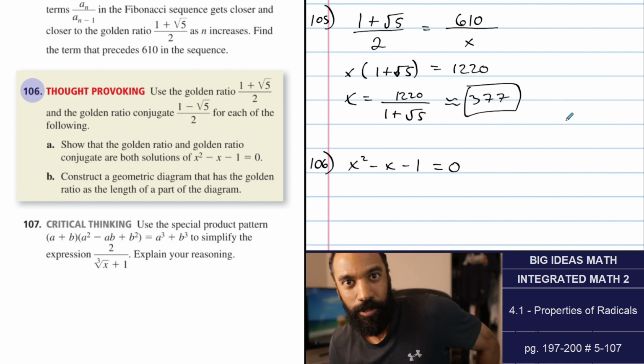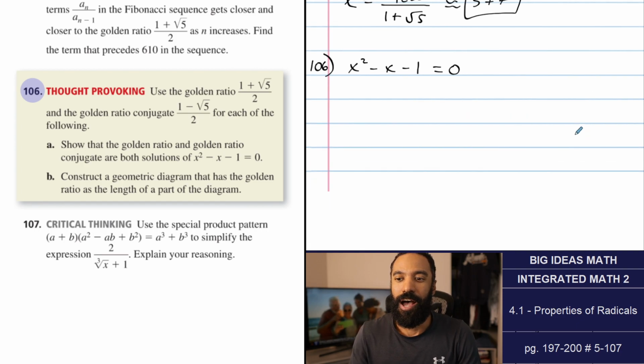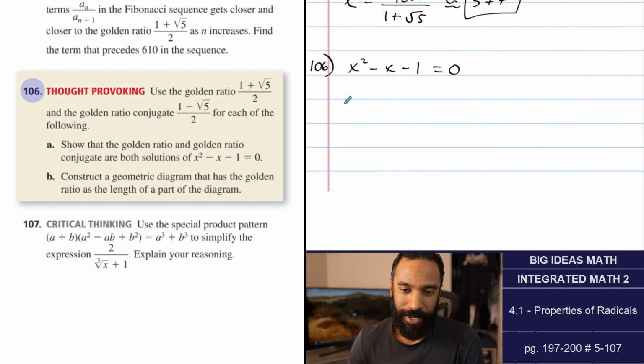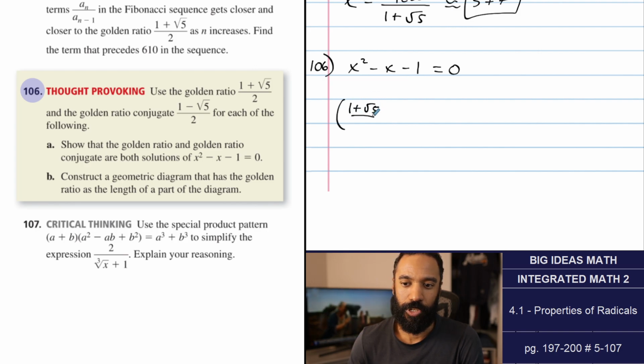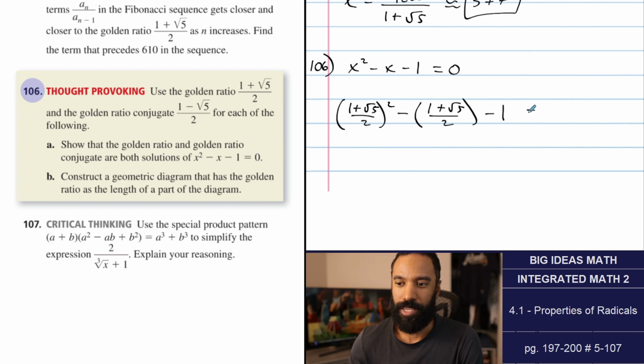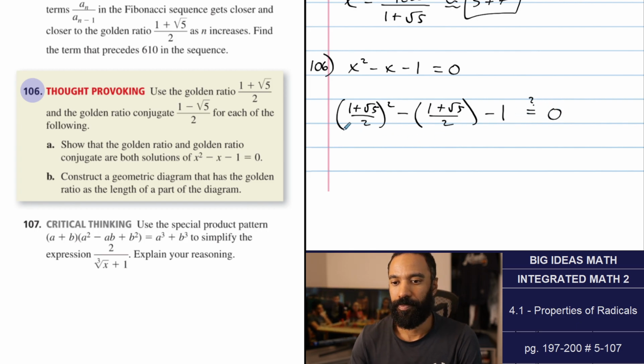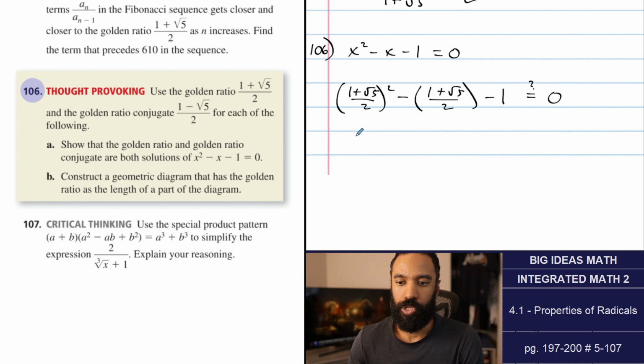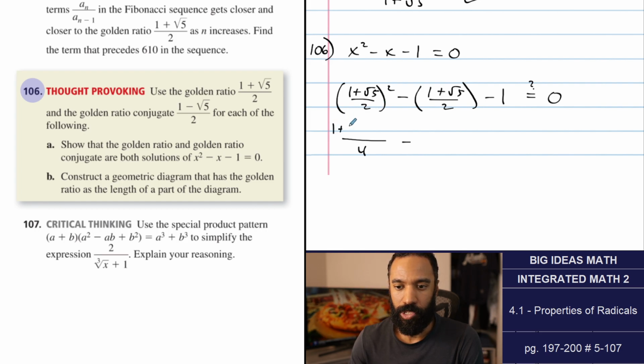So I'm just going to substitute into here. So let's try it. Let's try 1 plus root 5 over 2. 1 plus root 5 over 2 squared minus 1 plus root 5 over 2 minus 1 equals 0. Let's see if it does. All right, the over 2's are squared to get 4, right? So 1 plus root 5 squared is 1 squared plus double the product of 1 times root 5 plus root 5 squared.